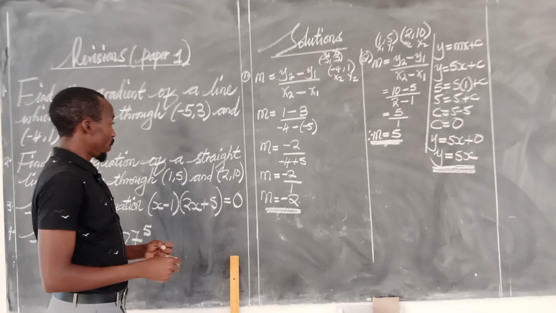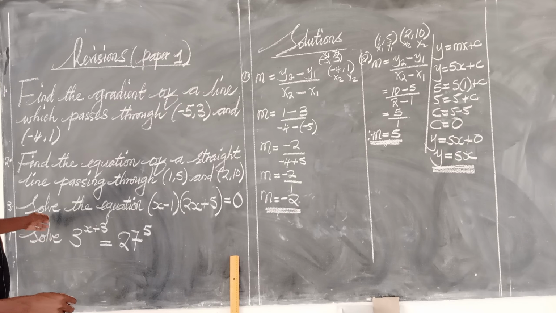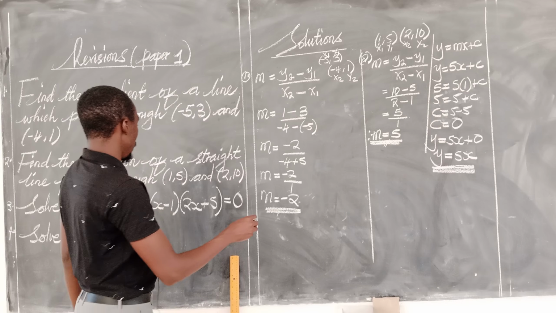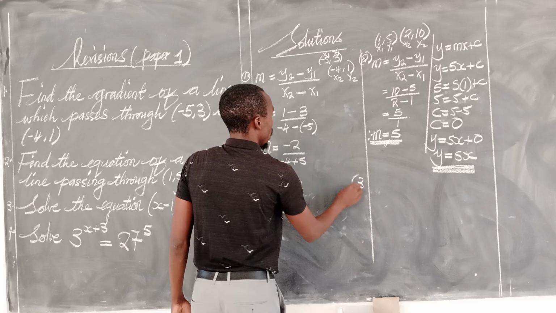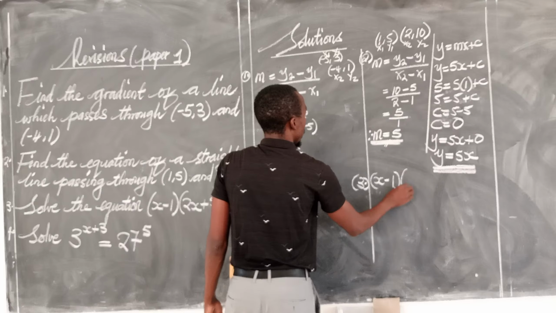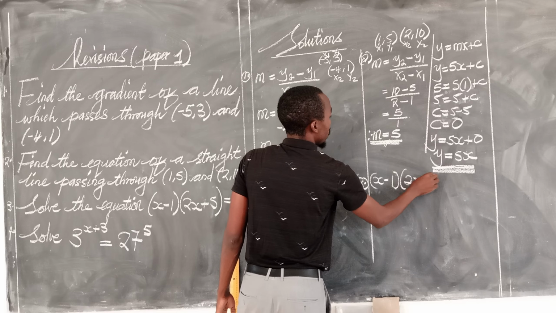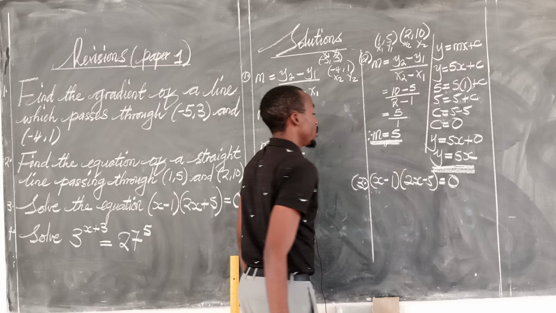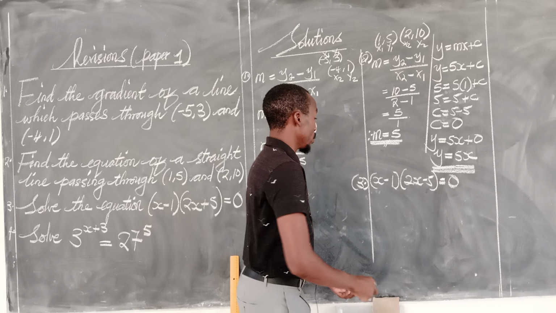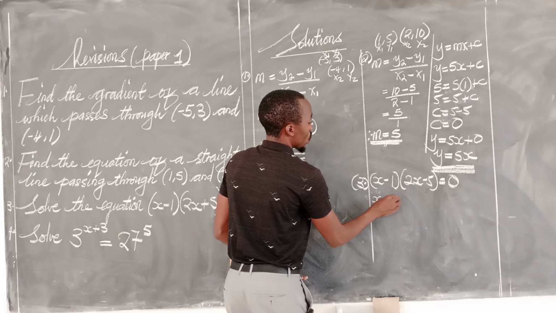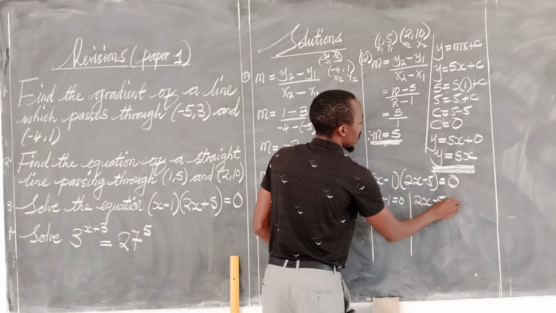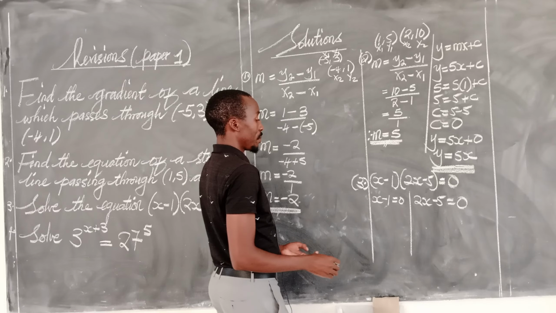Okay, hope that you followed that one. Let's go to number 3. Solve the equation. Okay, so when you are given such an equation, this is number 3, where we have (x minus 1) brackets and (2x minus 5), which is equal to 0. This is very simple. You just equate both of these to 0. Okay? So we say x minus 1 is equal to 0, or 2x minus 5 is equal to 0. That is what you do.